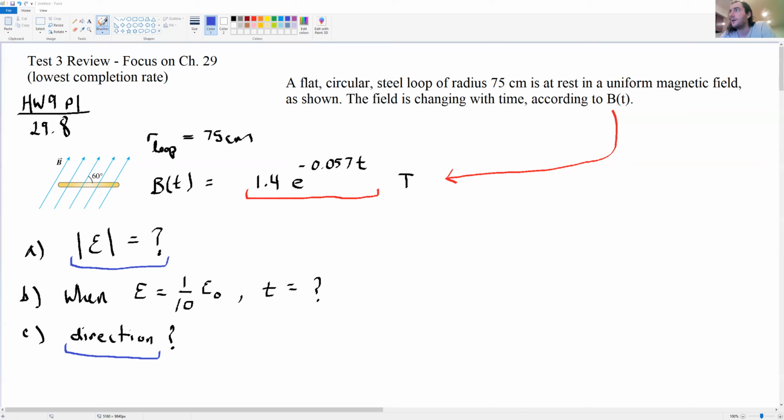Lenz's law. Lenz's law is definitely a way that we can determine the direction. But what does Lenz's law depend on? Lenz's law, yes, it is a statement about determining the direction. But what comes with Lenz's law that's actually the method that we use for finding the direction?